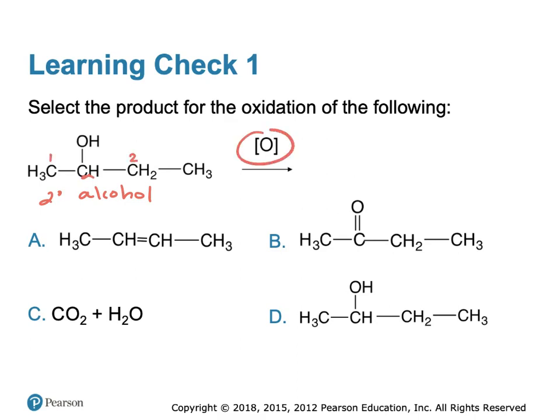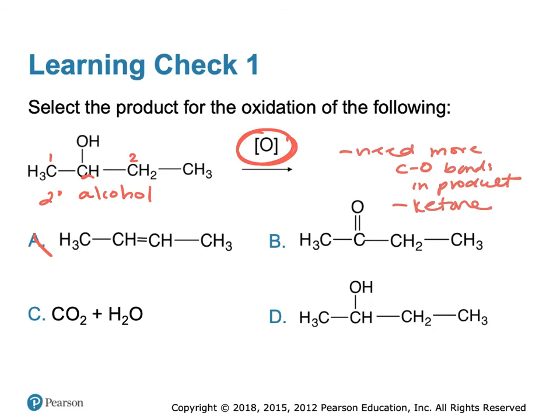This is an oxidation reaction, so we need more carbon-oxygen bonds in the product. Also, it's a secondary alcohol, so we should be looking for a ketone product. So this will allow us to eliminate A. This will allow us to eliminate C. And we are left with B and D. Well, we can eliminate D because that is an alcohol. So the only possible answer choice is B. That is the only ketone that is present.